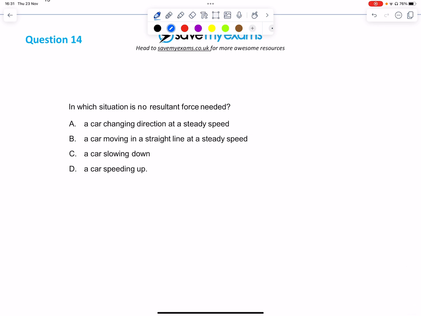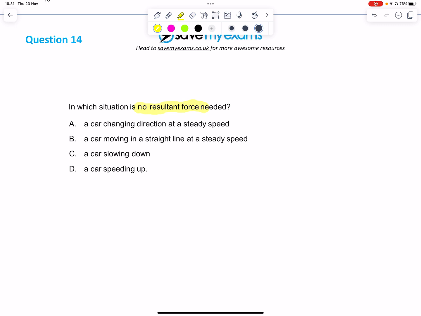In which situation is no resultant force needed? A car changing direction at a steady speed, a car in a straight line at a steady speed, a car slowing down, and a car speeding up. So, a car will experience a resultant force when it experiences acceleration or deceleration. So you can automatically remove option C and D.